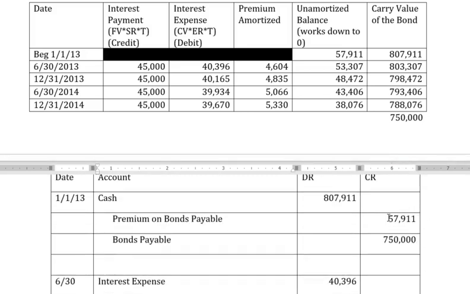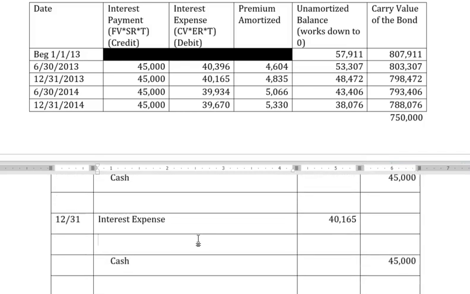Well, again, remember this is a premium, so we should hopefully need a debit. So we're going to go in and debit premium on bonds payable. And we should need a credit for, in this case, $4,835, which balances the entry. Now we could continue on.